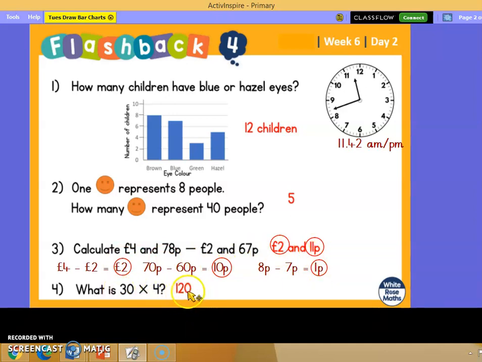3 times 4 is 12. 10 times bigger, 120. And 11:42 a.m. It's gone past 11 o'clock and it's gone 10, 20, 30, 40, then 5, 10, 15, 20, 25, 30, 35, 40, 41, 42.